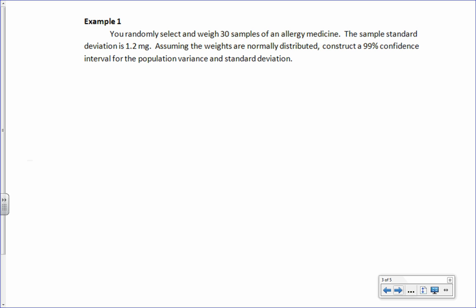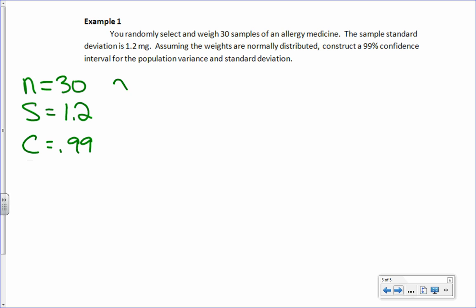So what are some things we know? In this problem, 30 must stand for something. 1.2 stands for something. N is 30. S is 1.2 because it is the sample standard deviation. Correct? Okay. Confidence, or C, is 0.99. Do we need anything else? Yeah, I'm going to need chi-squared right and left, but that's something I'm going to have to go find, right?